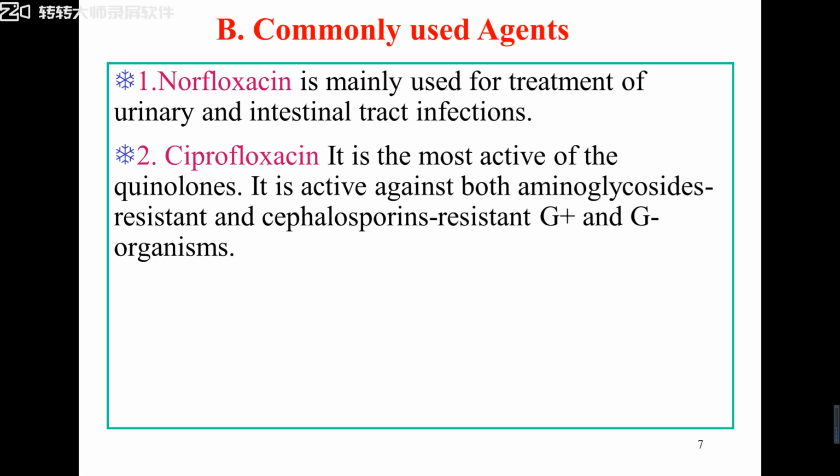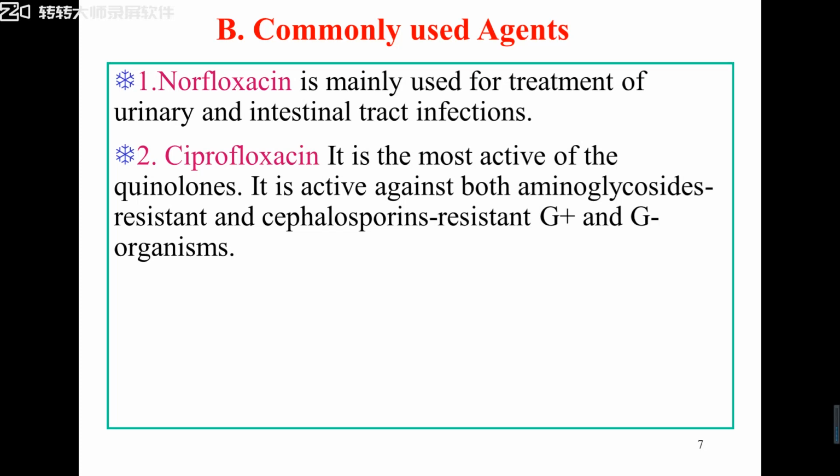Let's explain ciprofloxacin. It is the most widely used antimicrobial agent in quinolones. The first word is broad spectrum. The second word is bactericidal agent; it can kill lots of bacteria. So in clinic, it can be used to treat lots of kinds of infections: respiratory infection, gastrointestinal tract infections, tissue and organ infections, and so on.